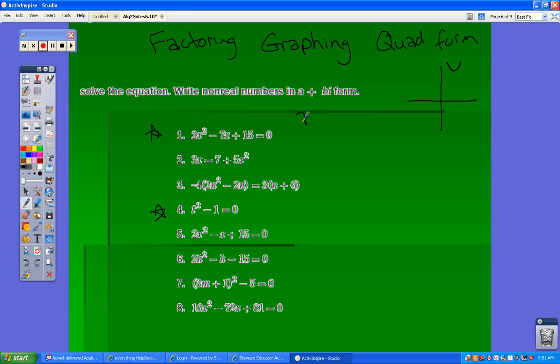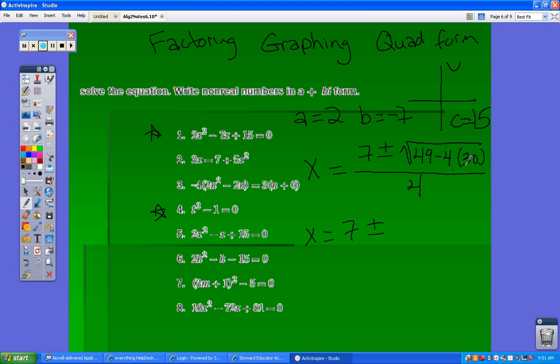So we're going to find a equals 2, b equals negative 7, c equals 15. Let's plug it in. 0 is already on one side, so you're good to go there. x equals negative b, that's going to be positive 7, plus or minus the square root of b squared, which is 49, minus 4 times 30, all over 2a, which is 4. Now notice the discriminant here, 49 minus 120 is negative 71. That's negative, so it makes sense that we're going to have imaginary solutions.